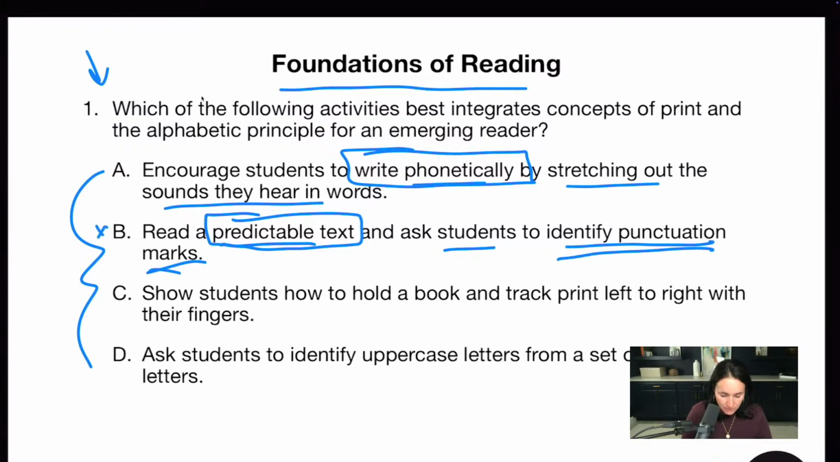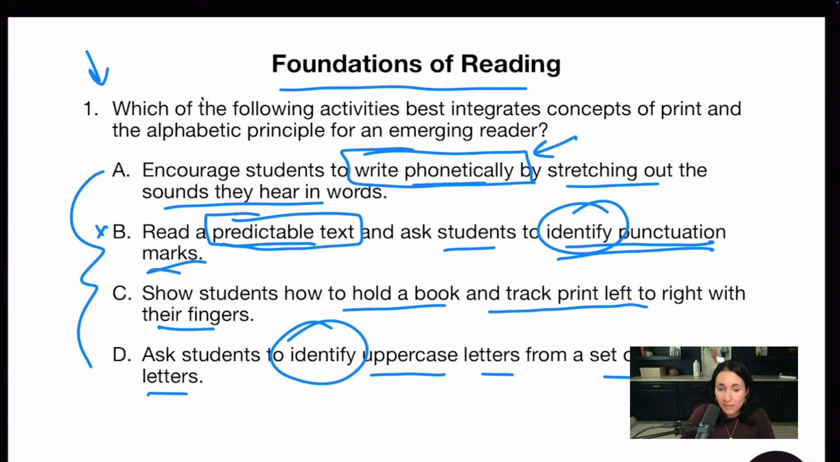I'm just going to put a little X by it. C, show students how to hold a book and track print left to right with their fingers. Okay, that's print concepts. We show students we read from left to right, top to bottom. All right, I don't hate it. I like this phonetically so far as my number 1, but let's just leave C. D, ask students to identify uppercase letters from a set of magnetic letters. All right, identify.